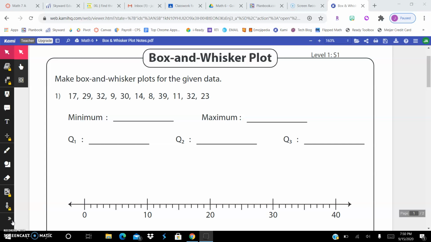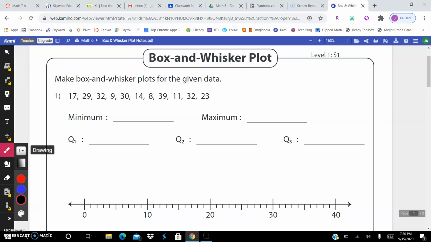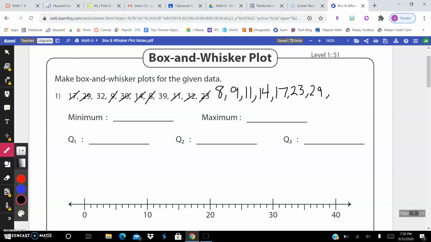from smallest to largest. Looking at this list, I see 8, 9, and then 11. So 8, 9, 11, and then 14 and 17, and 23, 29, 30 and 2 32s, and a 39.